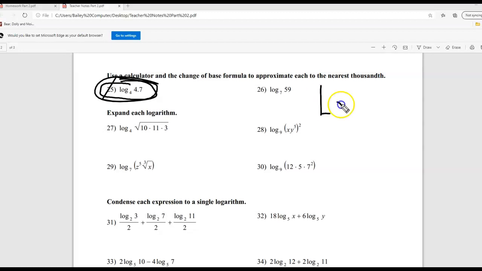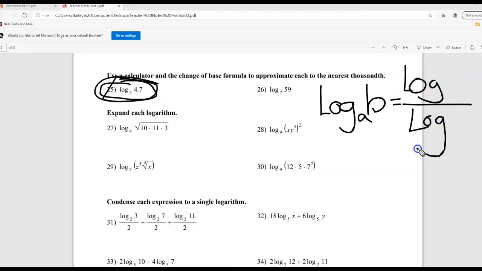So if you have a log with any random base A, and let B be the argument, you can rewrite that as a log with a base of 10 instead. Just write it twice, two different ways there. You're going to do log base 10 of B divided by log base 10 of A. And so this is what we would type into our calculator. We would find the log base 10 of the B, and we would divide that by the log base 10 of the A. So in this case, this is my B, and 4 is the A.